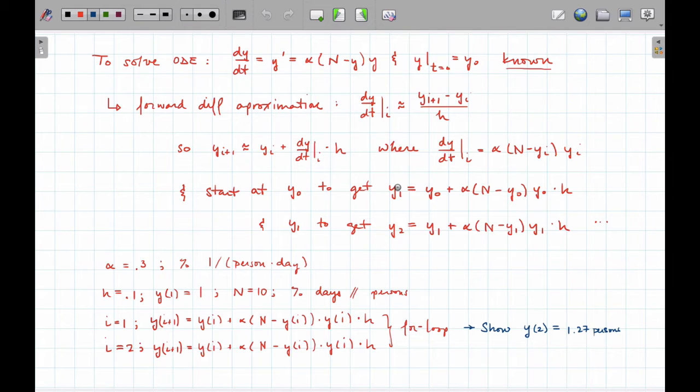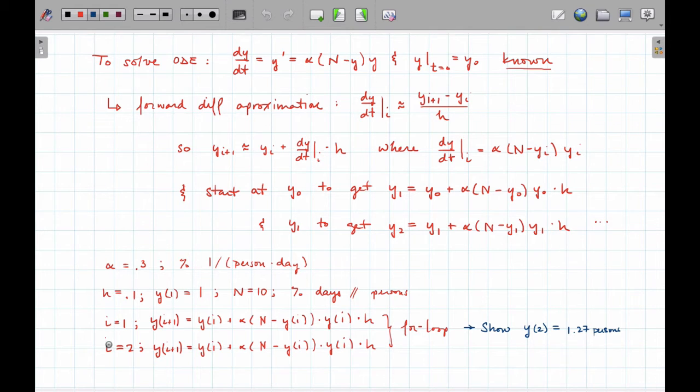Once we've got y1, we could do the exact same process over again, except instead of beginning at y0, we now start at our next solution value, y1. And so plugging in for y1, we can get the derivative when the number of infected is y1 being this value. We have our constant time stepping. y1 is known. We can compute y2. We can move through the entire chain of solutions this way.